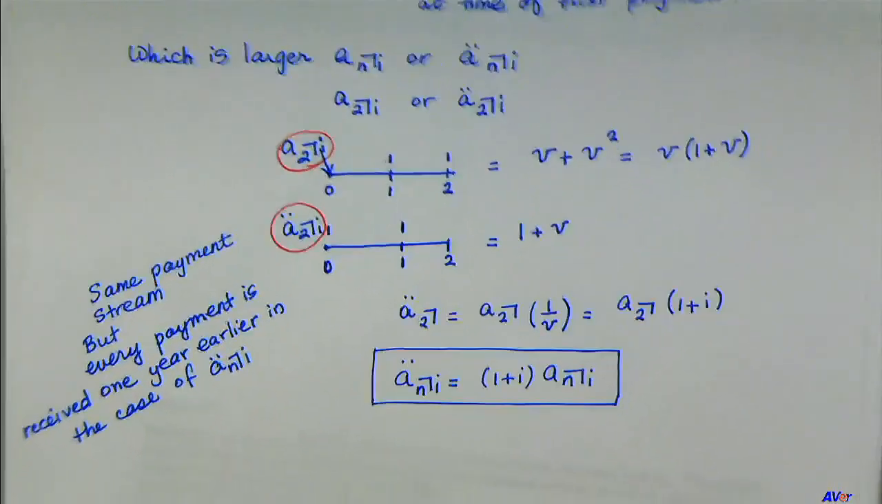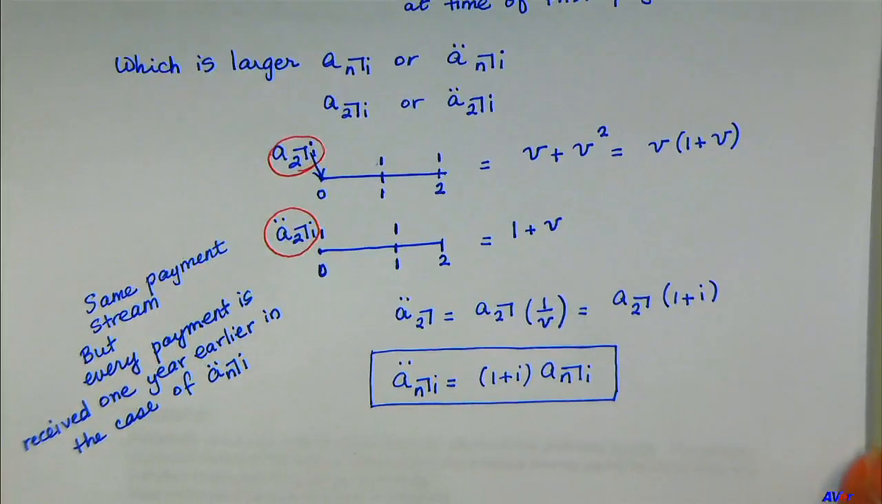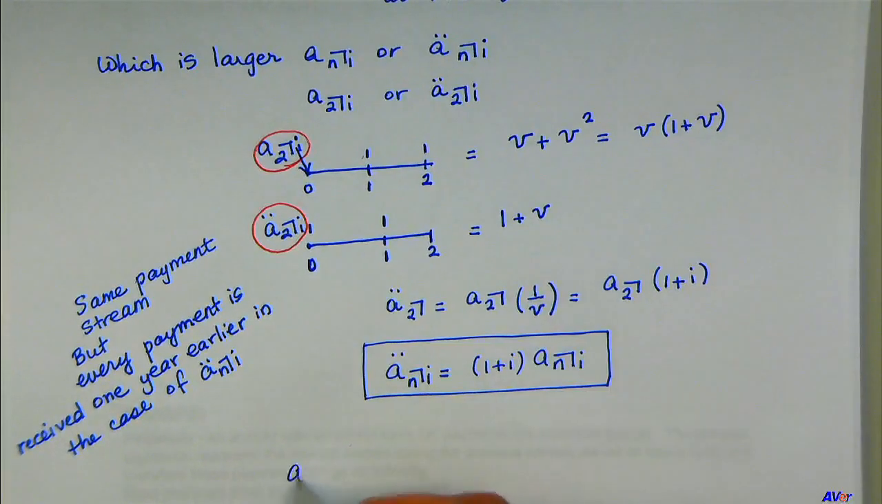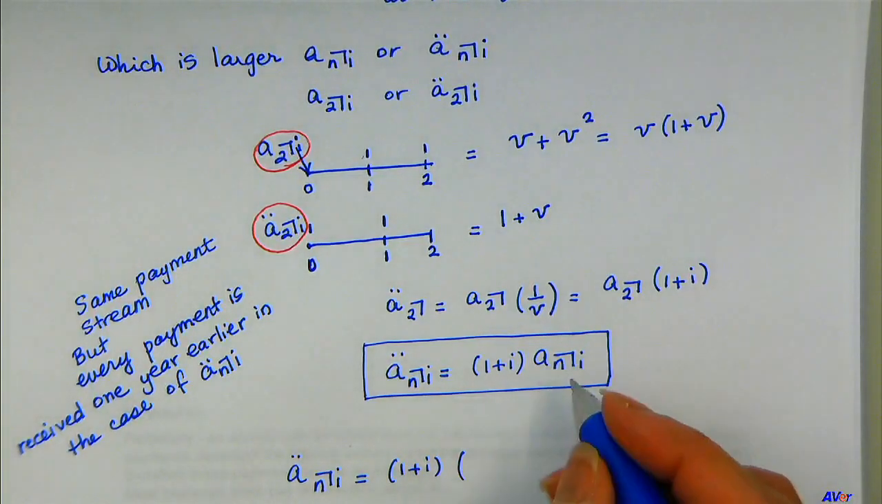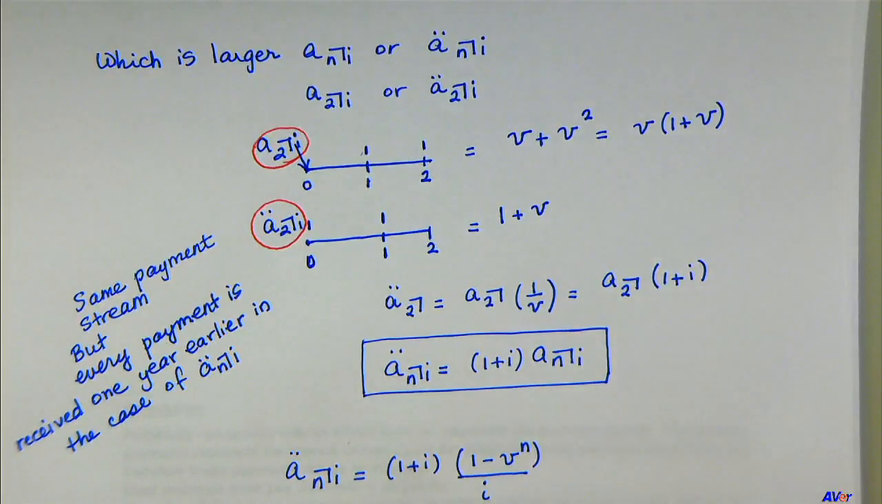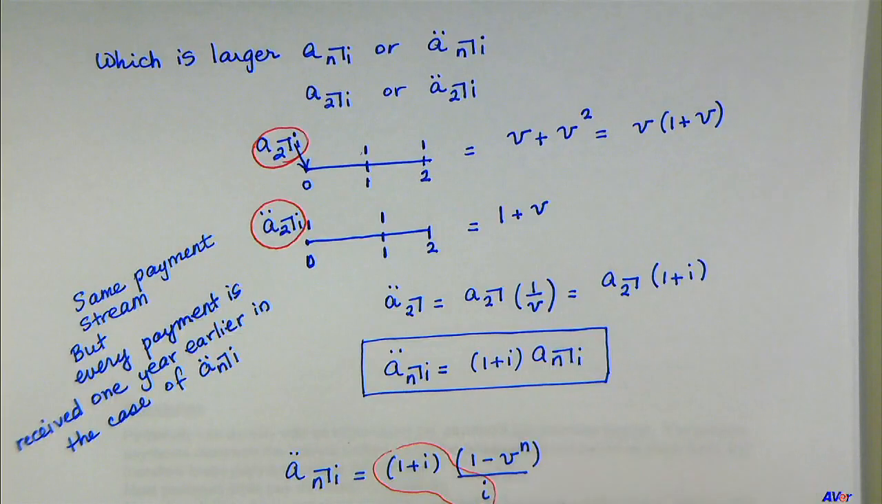Okay, so the formula for A double dot angle n I is just 1 plus I times the formula for A angle n I. So do you remember the formula? Let's do it. A double dot angle n I is equal to 1 plus I times, what's the formula for A angle n? 1 minus V to the n over I. You remember this from last time? We derived it. So look at this. I over 1 plus I is another way of saying what?